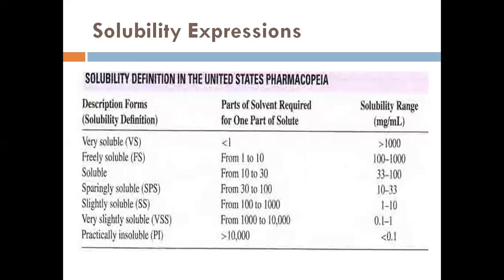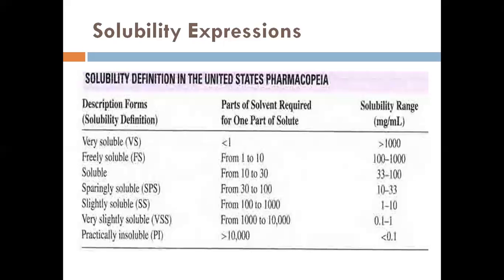According to the United States Pharmacopoeia, solubility expressions are: very soluble substance is less than 1 part of solvent required for 1 part of solute. Its solubility range is greater than 1000 mg per ml. Freely soluble substance is from 1 to 10 parts of solvent required for 1 part of solute, and its solubility range is 100 to 1000 mg per ml. Soluble substance is from 10 to 30 parts of solvent required for 1 part of solute, and its solubility range is 33 to 100 mg per ml.